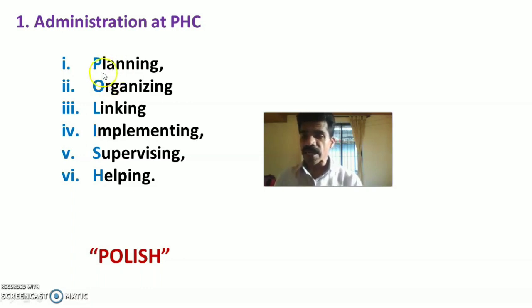So P stands for planning, O stands for organizing various programs at primary health center and sub-center. L stands for linking, connecting community health people to the medical officer. Then I stands for implementing various health programs or nursing care services. And S stands for supervising all the services or functions which are carried out at a primary health center. Then the last one stands for helping the staff, that is POLISH.